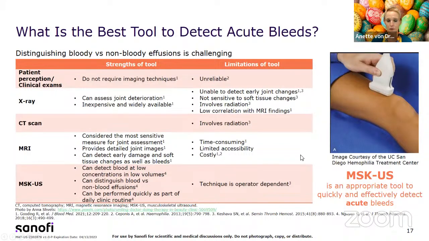And something we will see in a little while throughout the slides is that it's actually not very good to distinguish bloody from non-bloody effusion, something that's not really appreciated very well, but I'll show you the evidence for that.